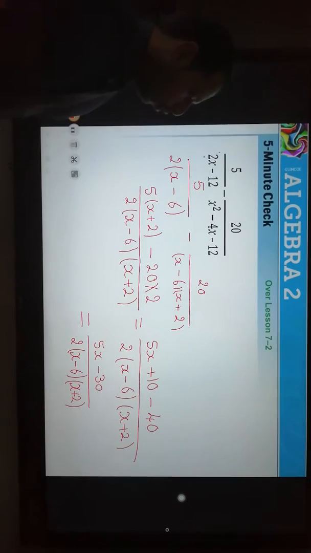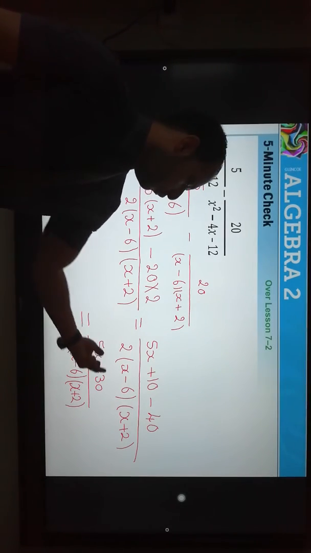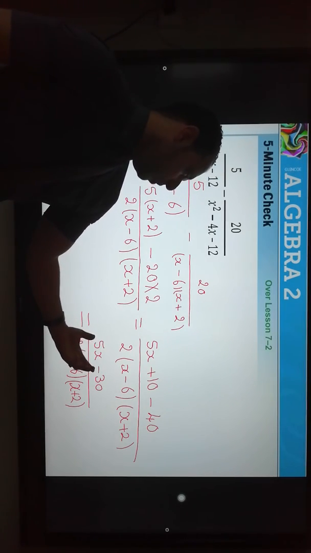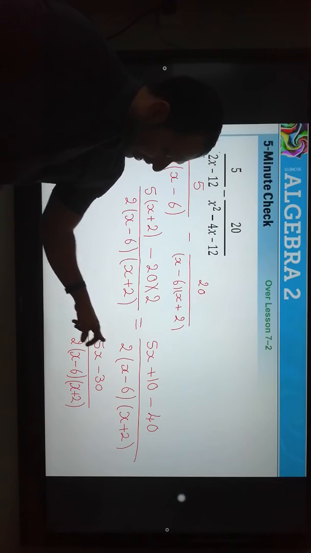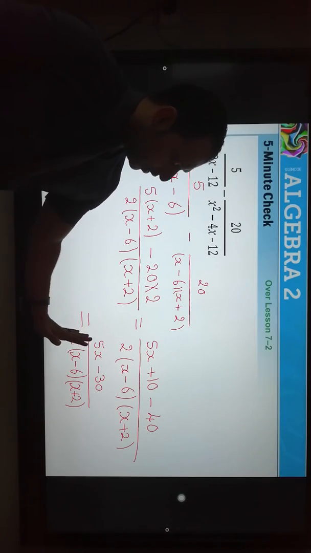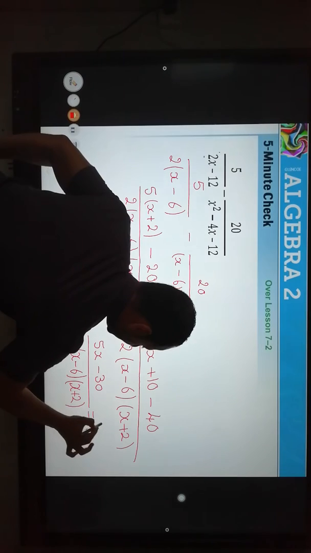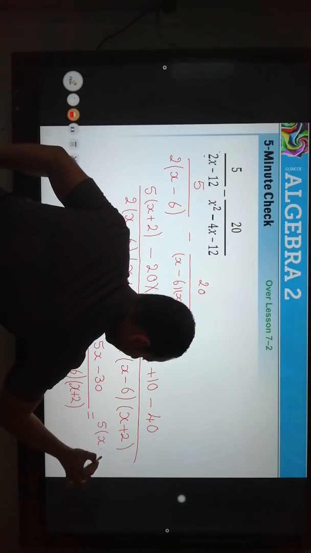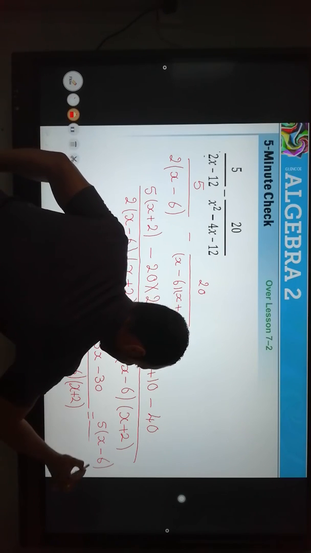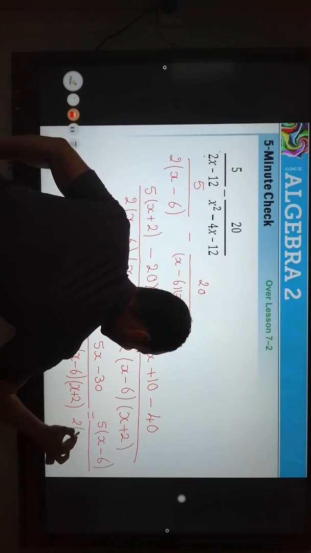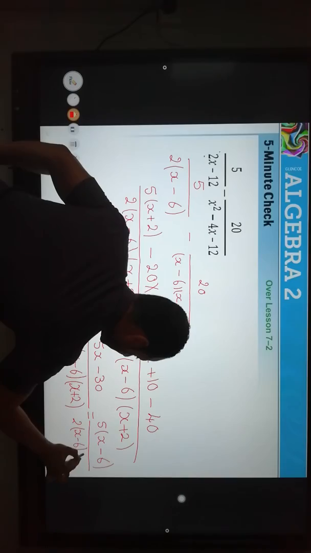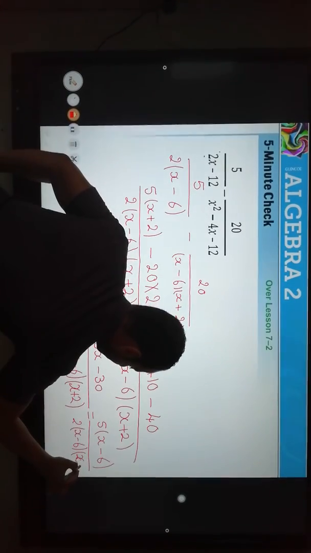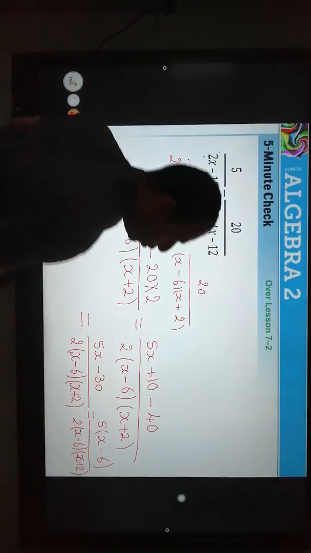Is this the simplest form? Yes, it's the simplest form. You can take 5 as a common factor from here, but we don't cancel 5 by 2, so you can leave it like this, or you can complete by taking 5 as a common factor. The remainder is x minus 6. Okay, and here 2, and here x minus 6, and here x plus 2.